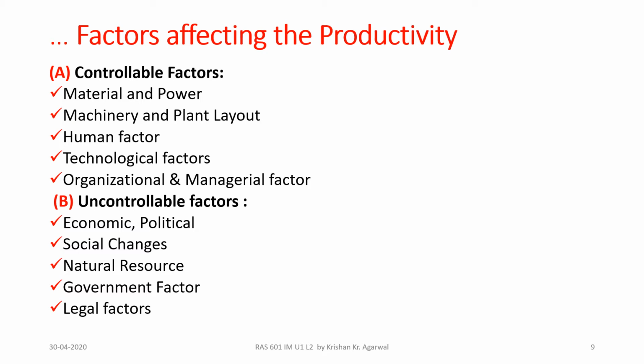Next are technological factors, like use of new technology, automated tools, systems, as well as techniques, which will increase the productivity because they increase the processing rate and also help to reduce wastage. And last but not least, the controllable factor is the organization as well as managerial factor. If the structure of the organization is participative rather than autocratic, then also the productivity will improve.